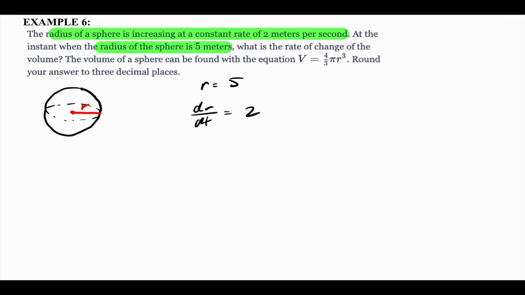What do we need to find out? What is the question asking? What is the rate of change of the volume? So the radius is getting bigger, so the volume is going to be getting bigger. Well, how fast? That's what it's asking. So how do we write the yellow part, how do we label that, I should say? There you go. That works for me.